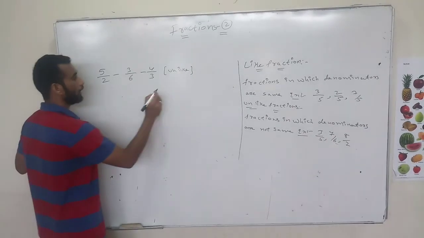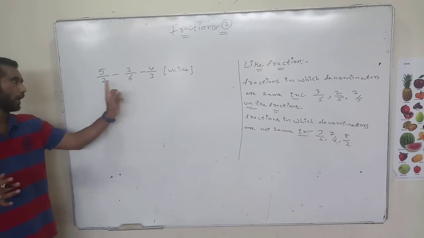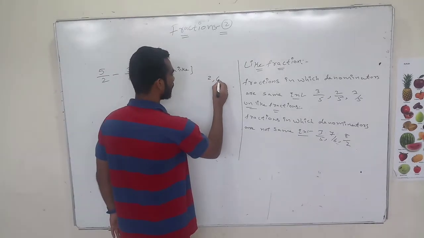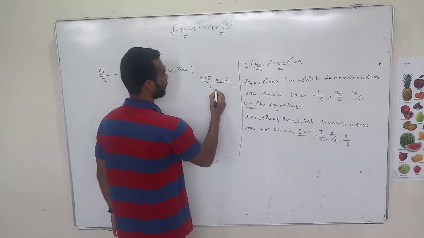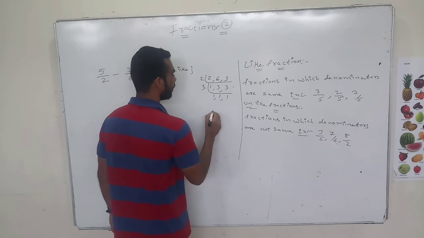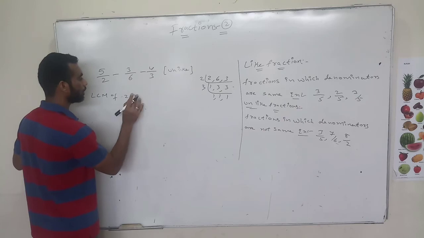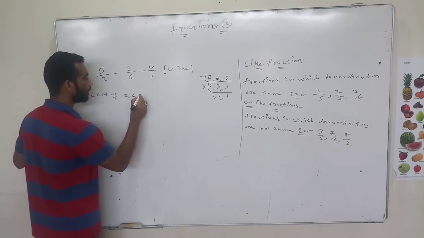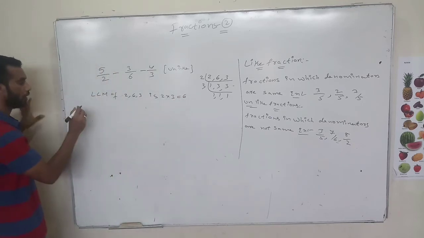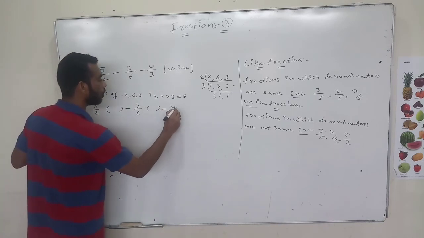Now LCM. Why we should take the LCM? Because the denominators are different, so it is unlike fraction. First we will make this unlike fraction to like fraction. Take 2, 6, 3. 2 1s are 2, 3 as it is. Then 3 1s are 1. LCM of 2, 6, 3 is 2 into 3, that is 6. Okay. Now 5 by 2 minus 3 by 6 minus 4 by 3.